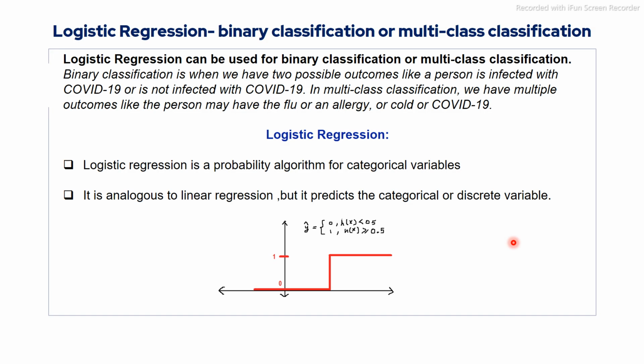This is self-explanatory, as I already told you, because it is just telling you the decision boundary and the 0 and 1 cases, the threshold value.